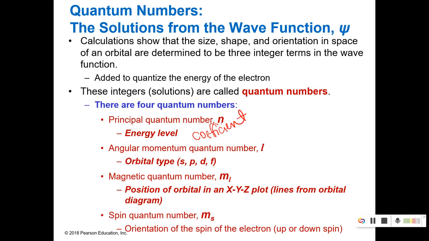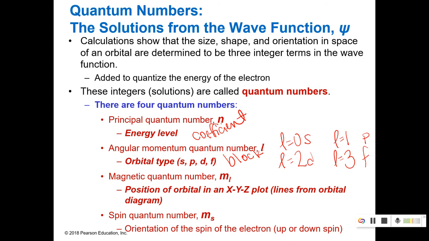Okay, the second number is L, the angular momentum. That one is the block, so the S, P, D, or F. If L is 0, we're S. L is 1 is P. L is 2 is D. L is 3 is F. And those numbers are set.